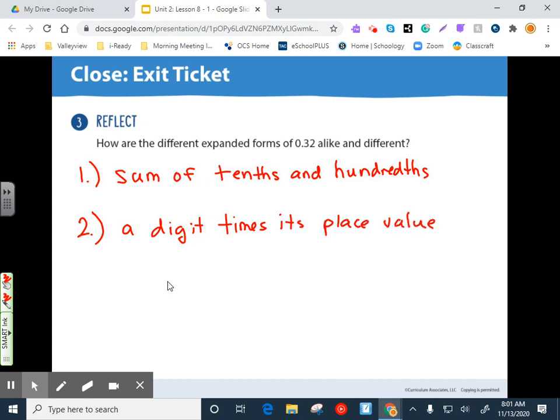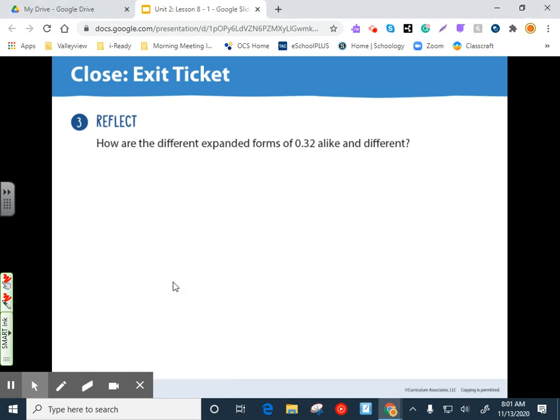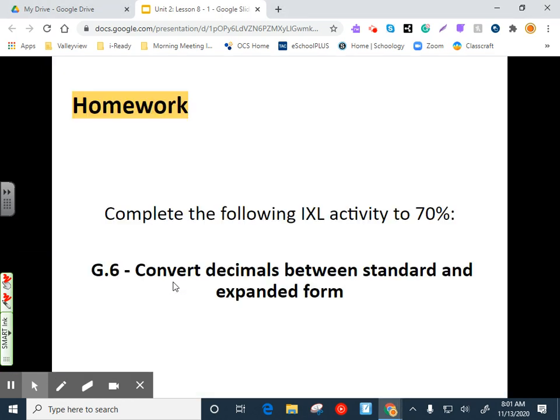Okay, pretty short lesson. And your homework for this one is G6, convert decimals between standard and expanded form. Again, that's where you're going to have your digit times the place value. Might take a couple to get to recognize the pattern, but it should go fairly easily. Just let me know if you need any help.